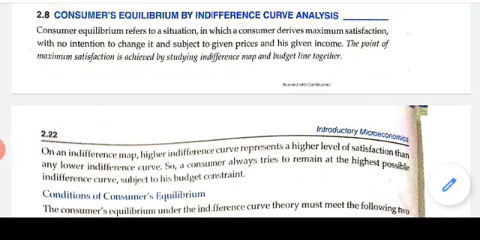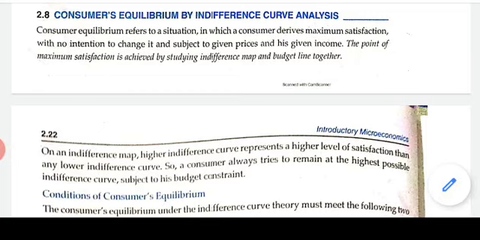In this video we are going to discuss consumer equilibrium by indifference curve analysis. In the previous video we already did it with the marginal utility analysis. Today we are going to discuss consumer equilibrium by indifference curve analysis.